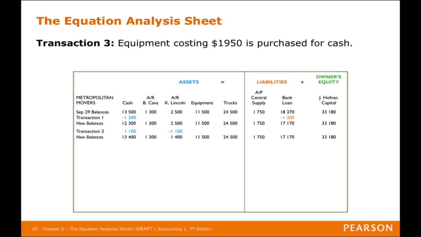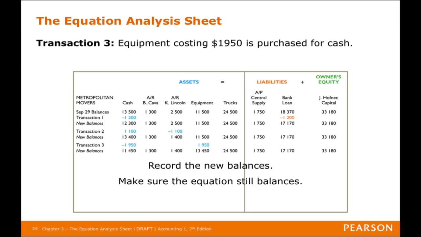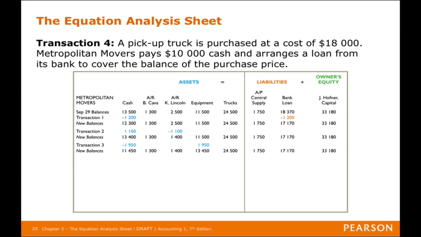Our third transaction. Equipment costing $1,950 is purchased for cash. So again, we record changes to the appropriate items. We're using cash to purchase the equipment, so our cash goes down by $1,950. And we're receiving equipment, so our equipment asset increases by $1,950. Again, we record the new balances and make sure that the equation still balances. Assets equals liabilities plus owner's equity.